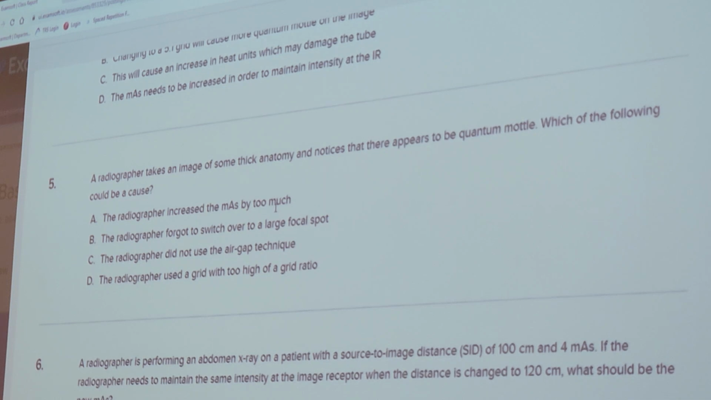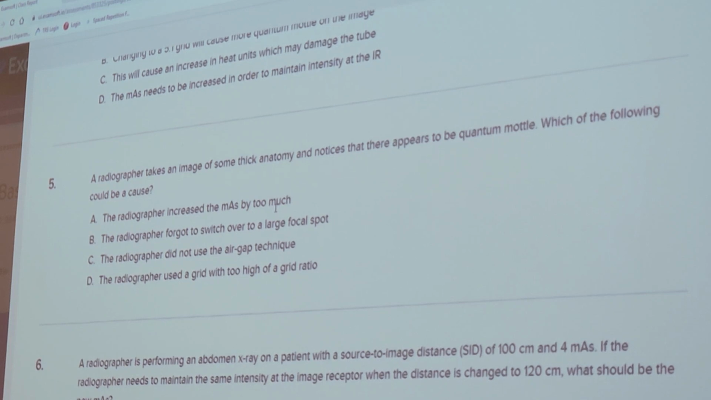So when you read the questions, you really have to read into the question because it's not really right there for you. So the correct answer is D. The radiographer uses a grid with too high of a grid ratio. So think about it, guys. If your technical factors are already low and you already add a thick grid on top of that, you're not getting many photons to the image receptor, right? So that's why it produces such high quantum noise or graininess, correct?